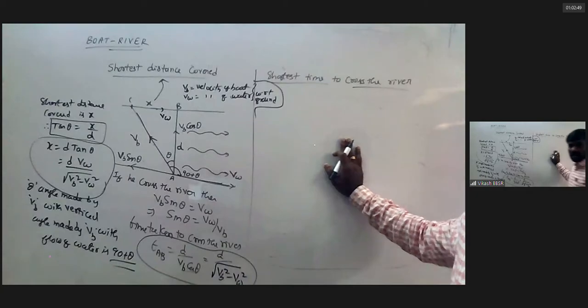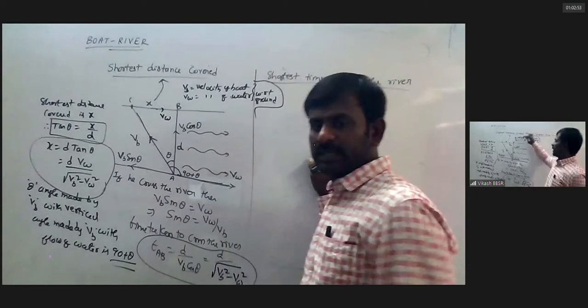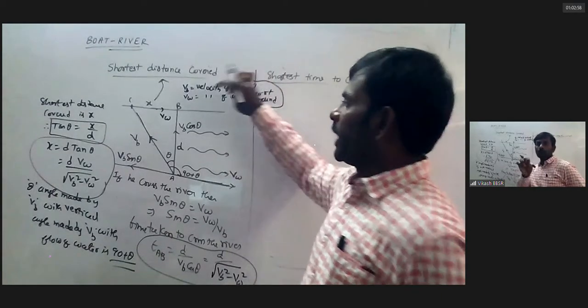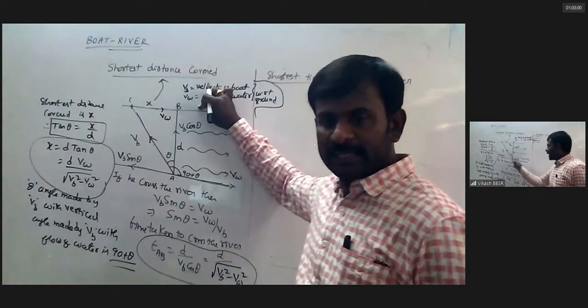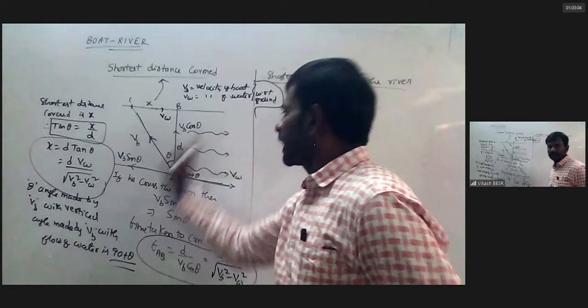I think you have not got it. I again repeat this one. See, if you want to reach the point, the other side, in the shortest time, you want to row the boat along AB or along AC or the right side of AB.